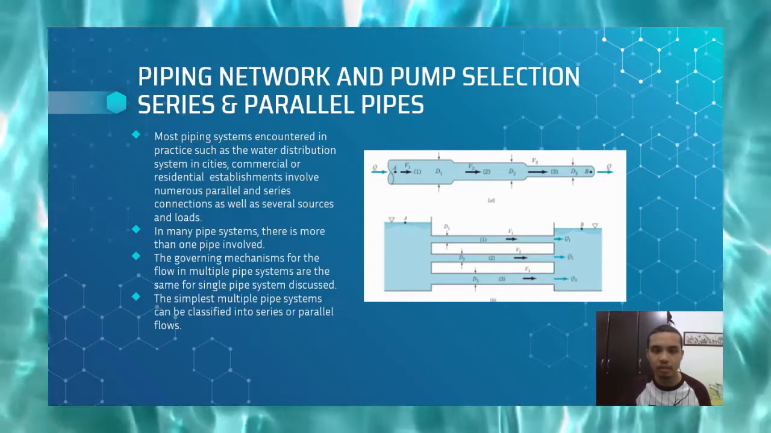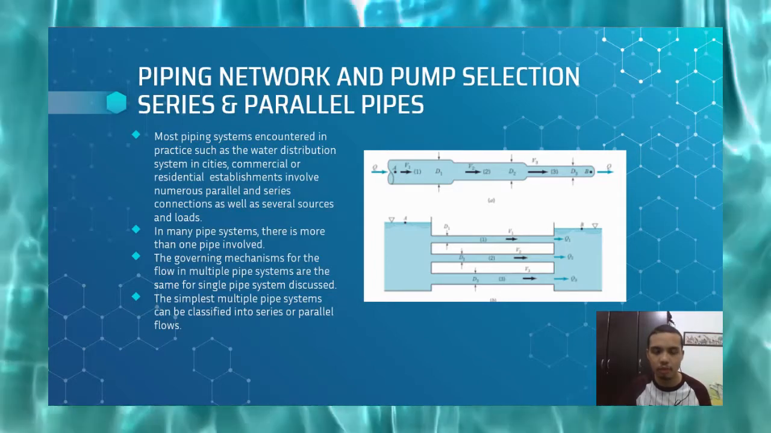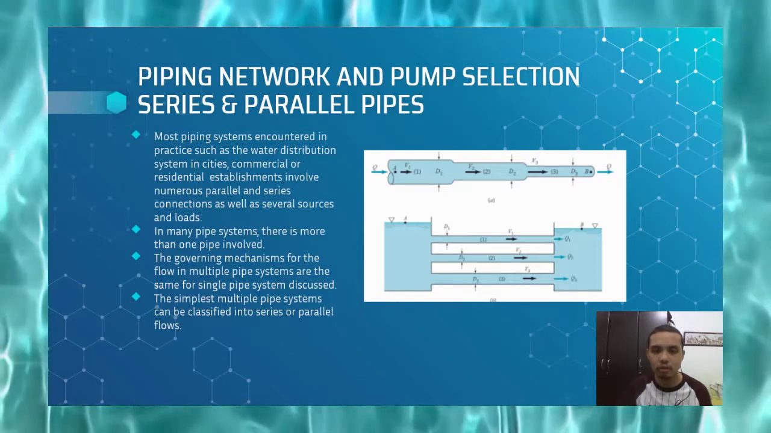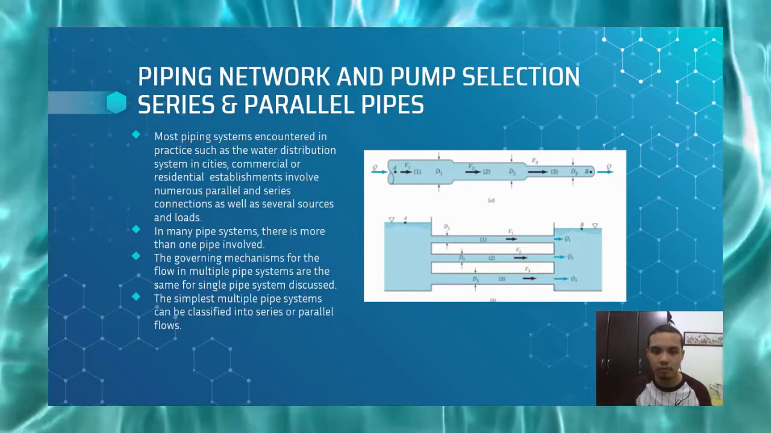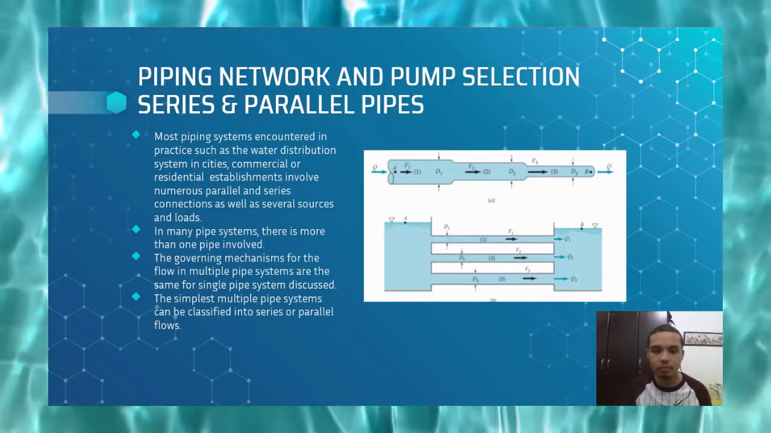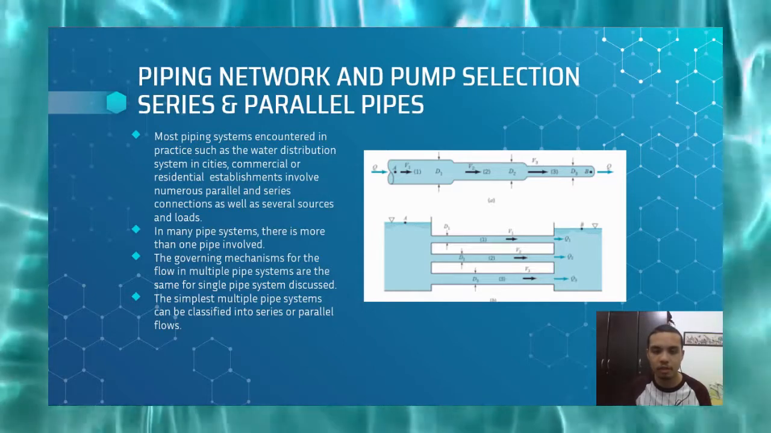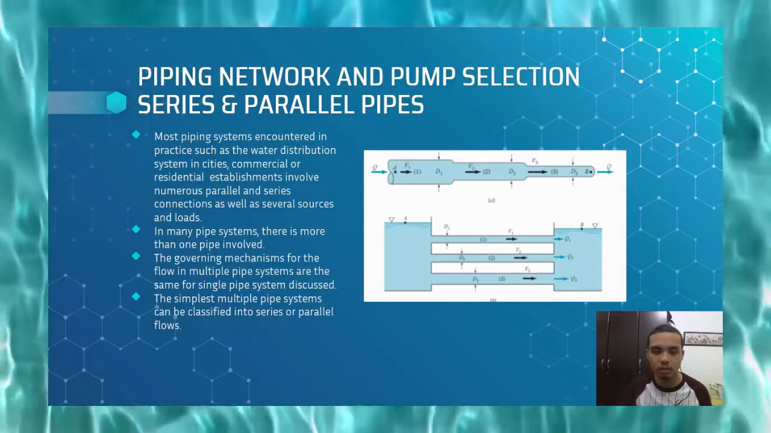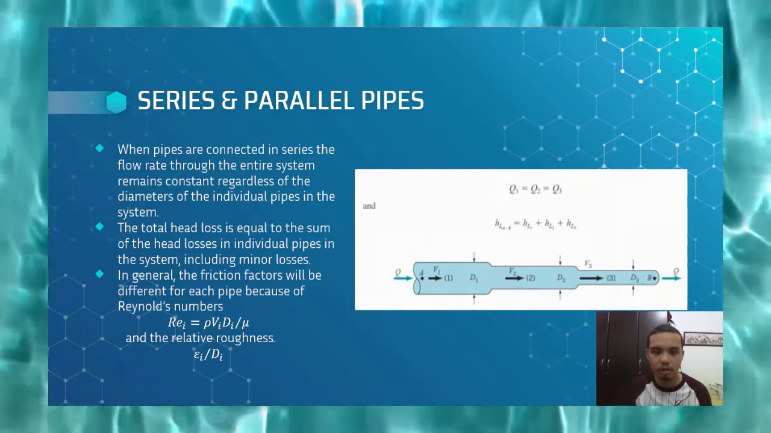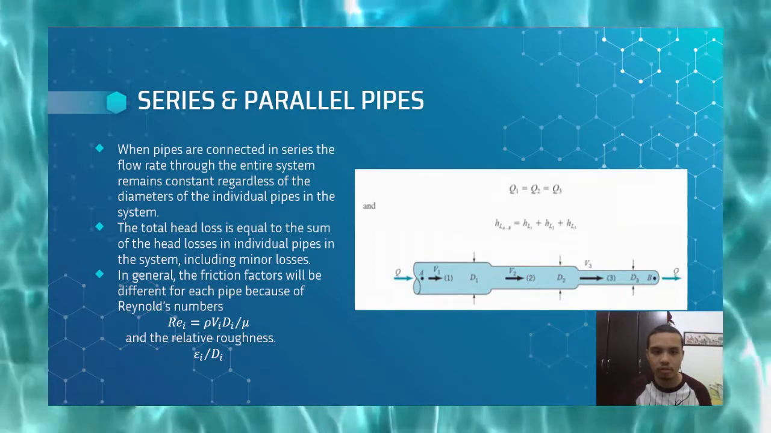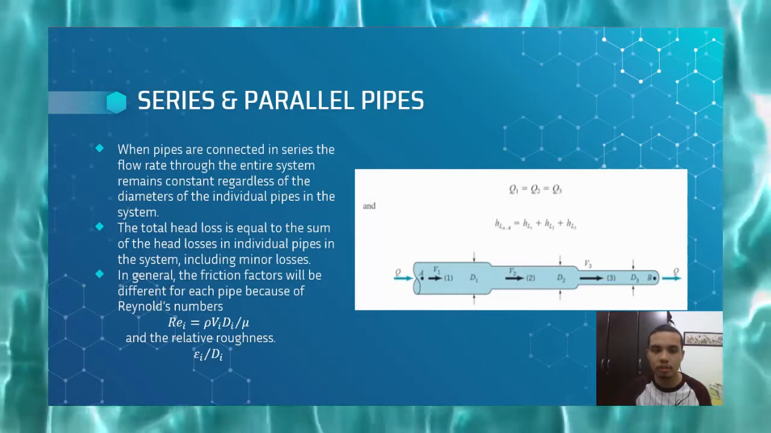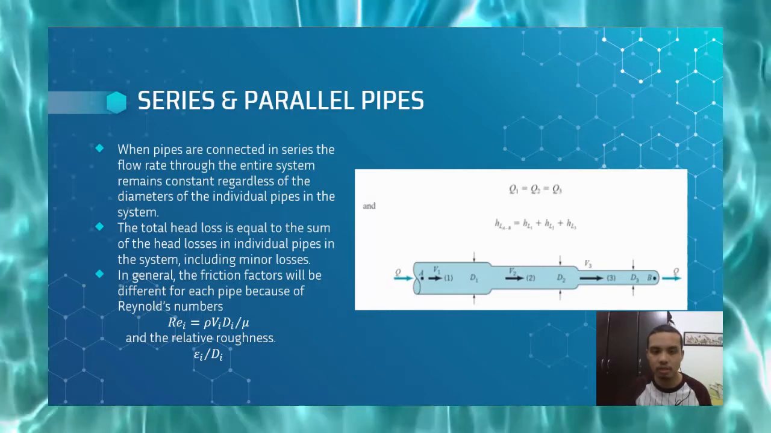In many pipe systems, there is more than one pipe involved. The governing mechanisms for the flow in multiple pipe systems are the same as for the single pipe system discussed. The simplest multiple pipe systems can be classified into series or parallel flows. When pipes are connected in series, the flow rate through the entire system remains constant, regardless of the diameters of the individual pipes in the system.